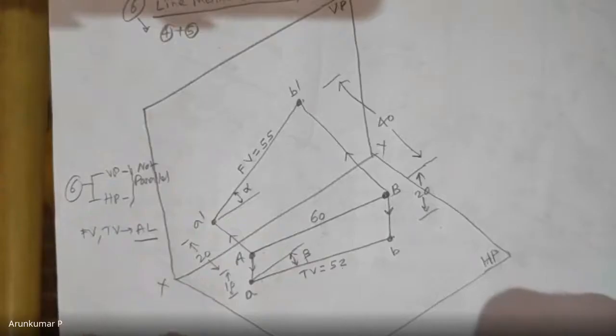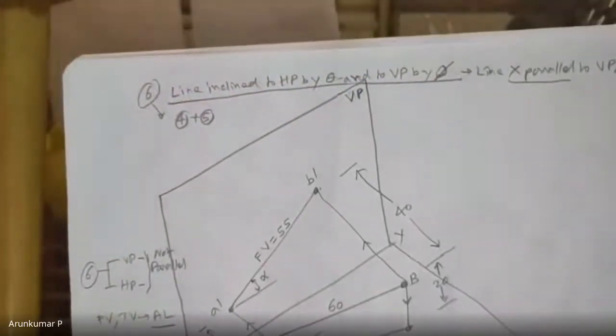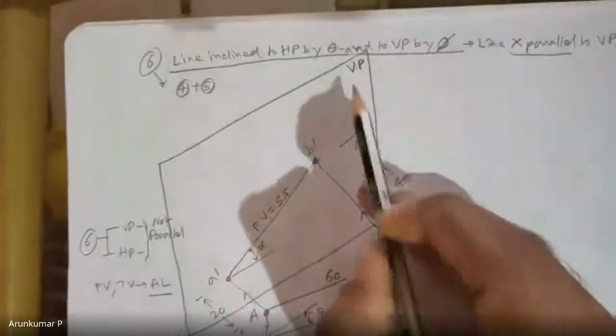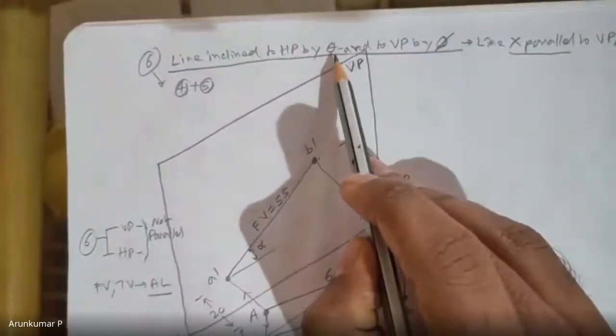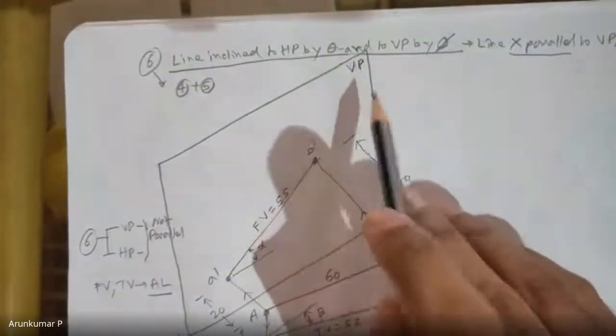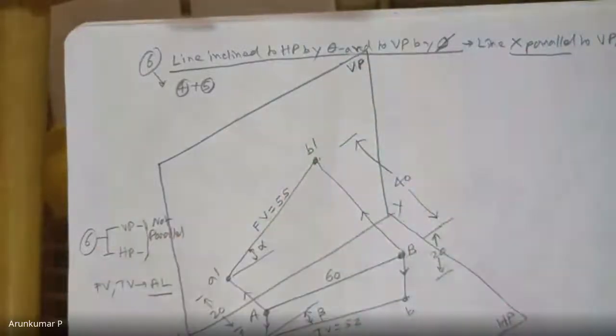Alpha and beta both should be 0. Exactly. You have to make this not alpha beta. No, not alpha beta. This theta and phi. Now I'll come to that concept. Theta and phi. See, I already told you that the line is inclined to HP by theta and to VP by phi. Now, where is that inclination? I'm not able to see that inclination very clearly. Now is the time that I show you where that inclination is. Please observe.